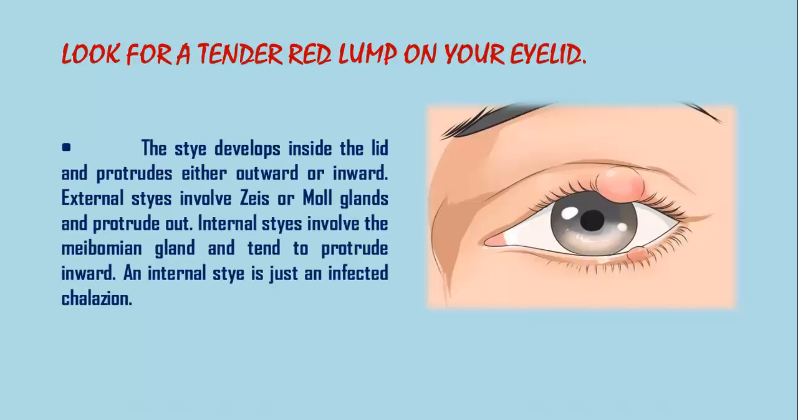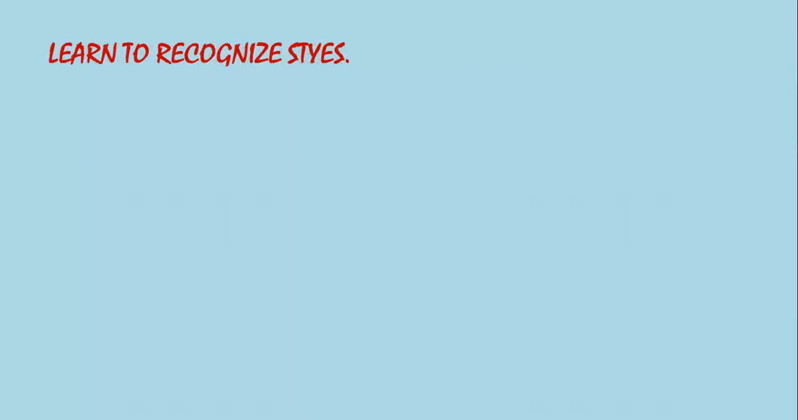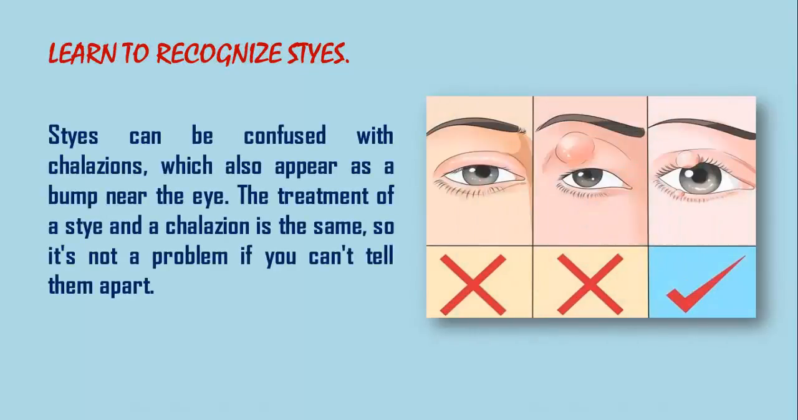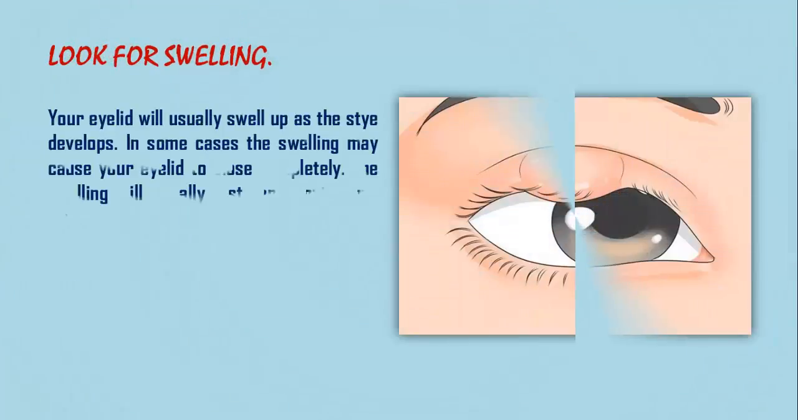The stye develops inside the lid and protrudes either outward or inward. External styes involve Zeis or Moll glands and protrude out. Internal styes involve the meibomian gland and tend to protrude inward. An internal stye is just an infected chalazion. 2. Learn to recognize styes. Styes can be confused with chalazions, which also appear as a bump near the eye. The treatment of a stye and a chalazion is the same, so it's not a problem if you can't tell them apart.